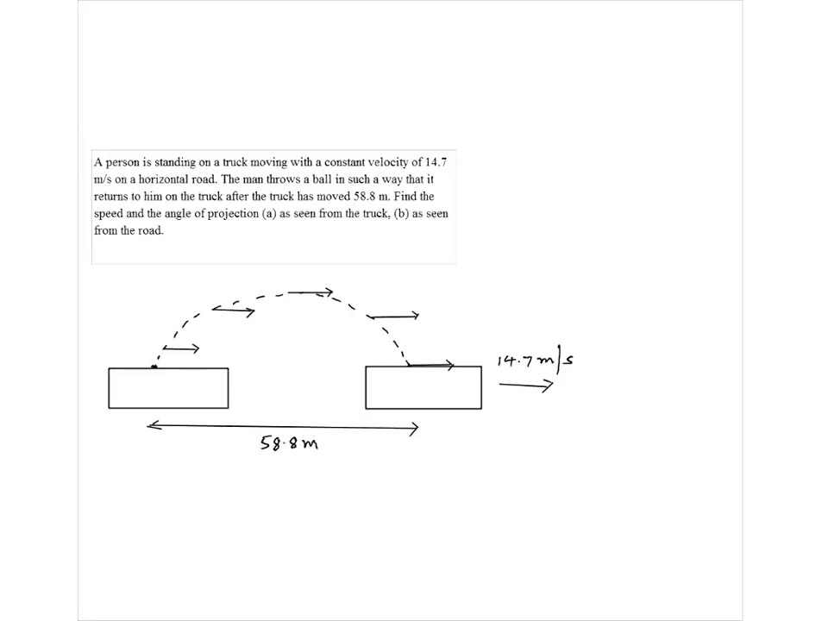So the vertical push is basically giving the vertical component of velocity. This is that vertical component, Uy. This is 14.7, 14.7, 14.7.